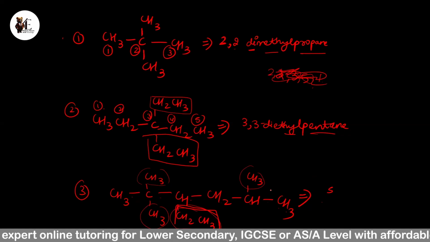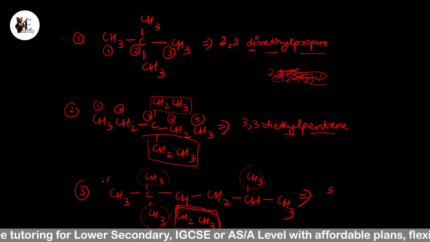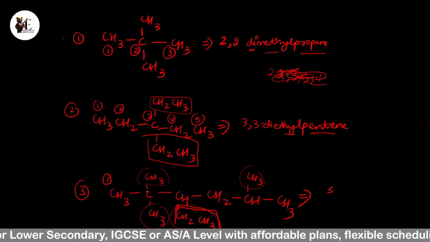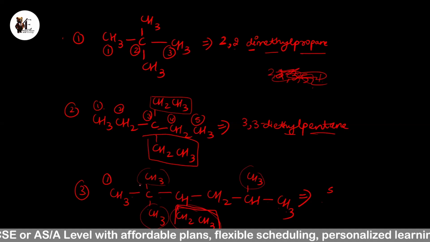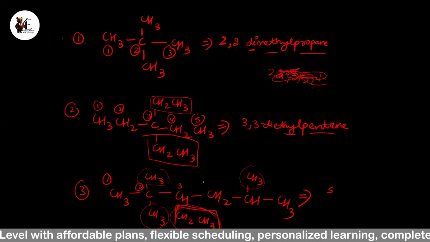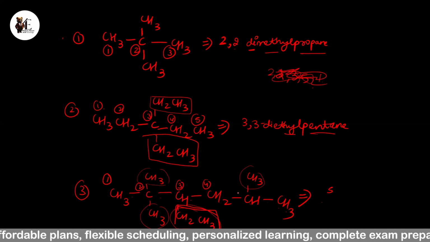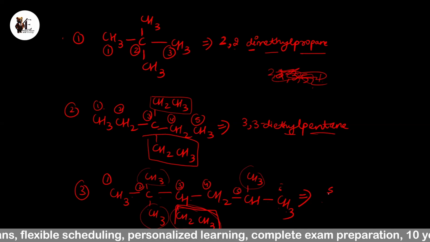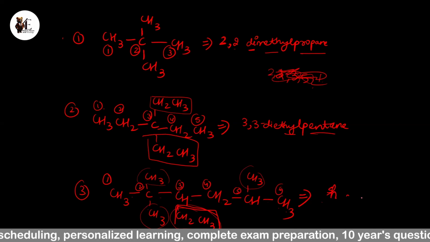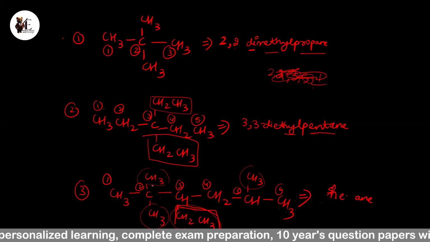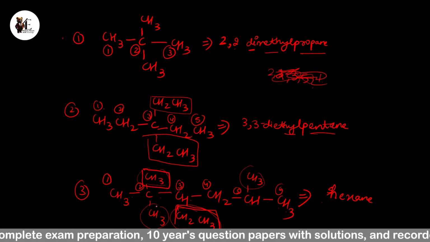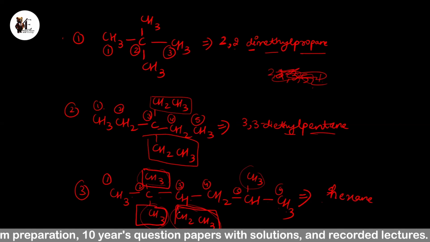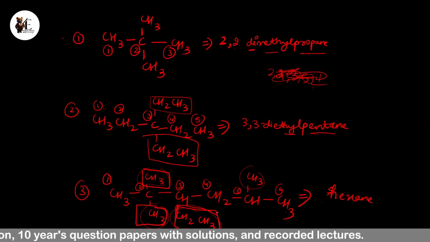Left. Of course, left, because counting will start from where the branching is nearest. So here we have two branchings and here we have only one branching. So 1, 2, 3, 4, 5, 6. So it is sure that it is hexane. Now you can see here we have 2 dimethyl, and at 3 position we have ethyl, and at 5 position we have methyl.